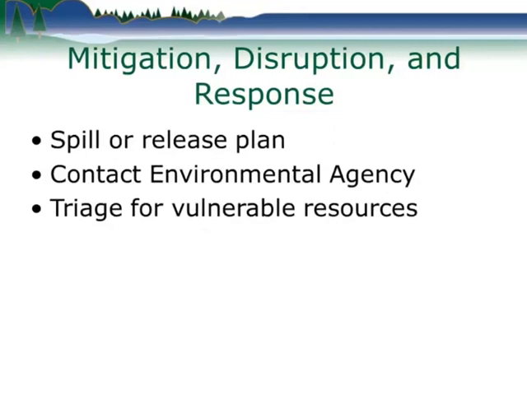So having a spill or release plan, most operations should already have one. You might need to expand on that a little bit depending on your operation. Contact the environmental agency to see what their requirements are for reporting spills or discharges off the site. If we do get a large rainfall and the disposal operation is severely impacted and causes a discharge. And then have a triage plan for your vulnerable resources. What are you going to need to protect first? If there is a large flooding event, is there a well that's going to be impacted potentially? Things like that.